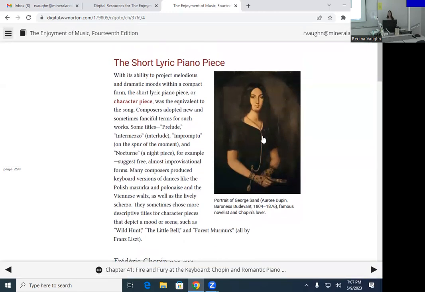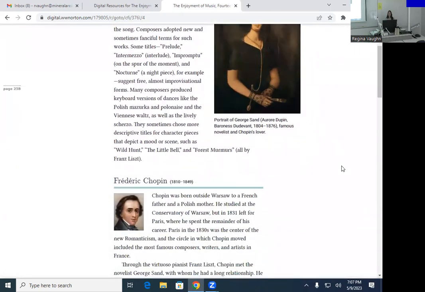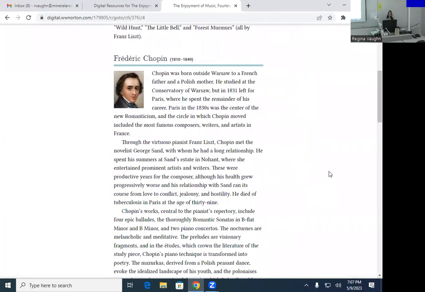Here is George Sand. We talked about her before. Remember, she was actually a Baroness du Dupont, and she was a novelist, but she couldn't get her novels published under her own name because she was female. So she adopted the nom de plume, George Sand, so she could get her stuff published, and she and Chopin had a very intense relationship.